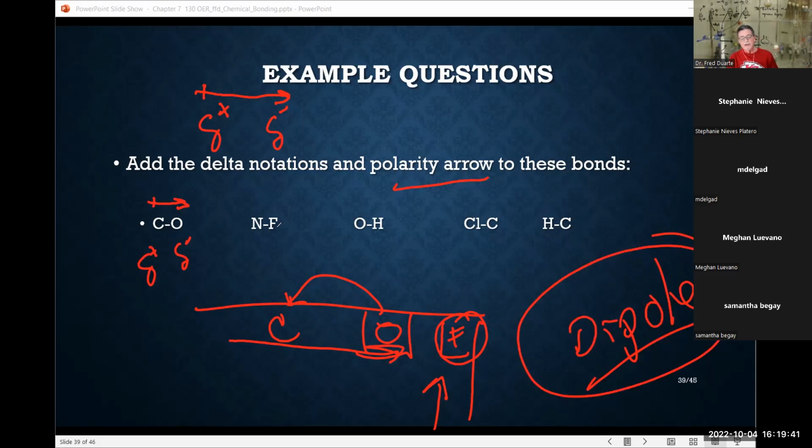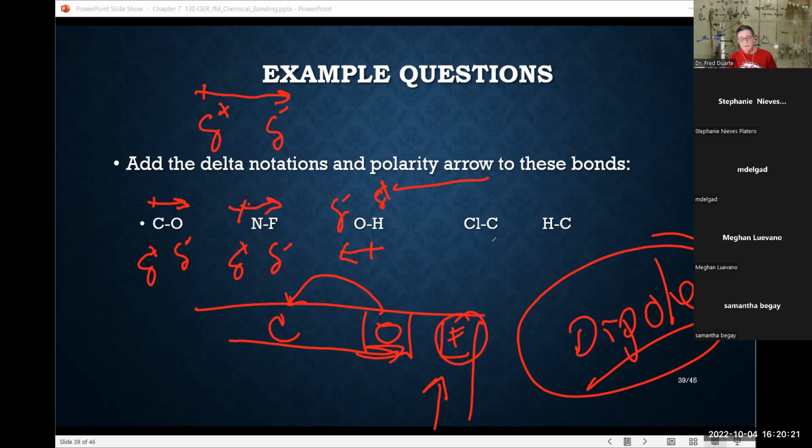We look at nitrogen and fluorine. We don't even have to look it up in the periodic table because fluorine is the most electronegative element. So we automatically just draw the arrow from nitrogen to fluorine. And so the fluorine has a partial negative and the nitrogen has the partial positive. The arrow is drawn in the direction of hydrogen to oxygen, okay, because oxygen is a lot more electronegative, so that gets the partial negative. Hydrogen gets a partial positive.